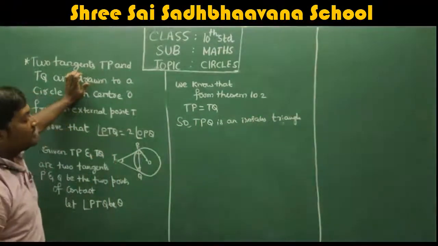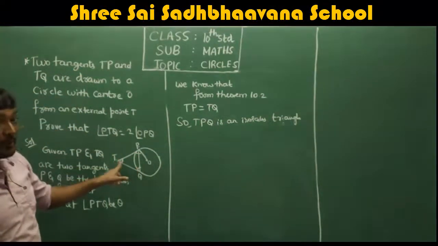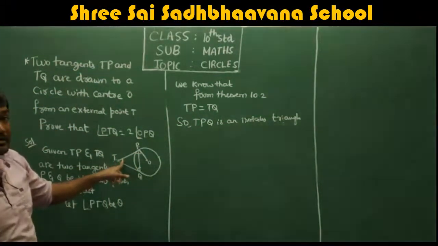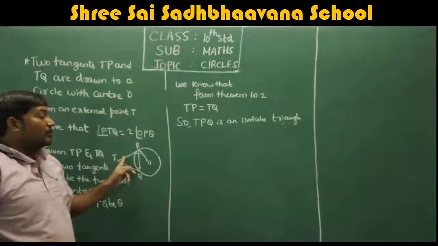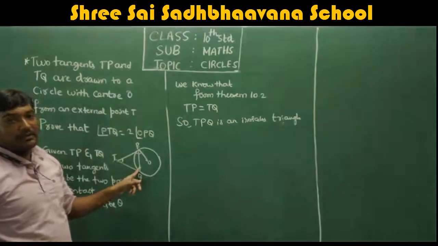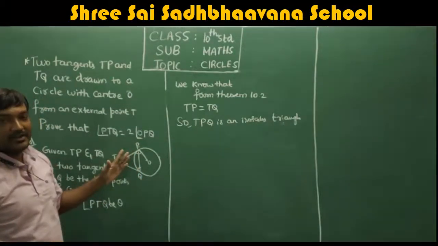Isn't it? So this angle should be equal. I'm not talking about this angle; this angle we don't know. We have to find it, we have to prove it. So this angle we don't know, but these two angles should be equal. That is the property of an isosceles triangle.